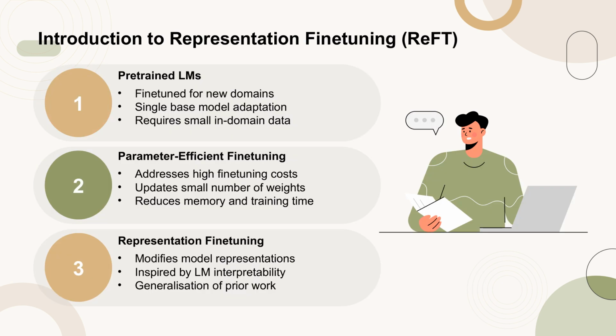Pre-trained language models are often fine-tuned to adapt to new domains or tasks, allowing a single base model to be adapted to various tasks with only small amounts of in-domain data. However, fine-tuning large language models is costly. Parameter-efficient fine-tuning methods aim to address these high costs by updating only a small number of weights, thereby reducing memory usage and training time. These methods achieve performance similar to full fine-tuning in many settings.